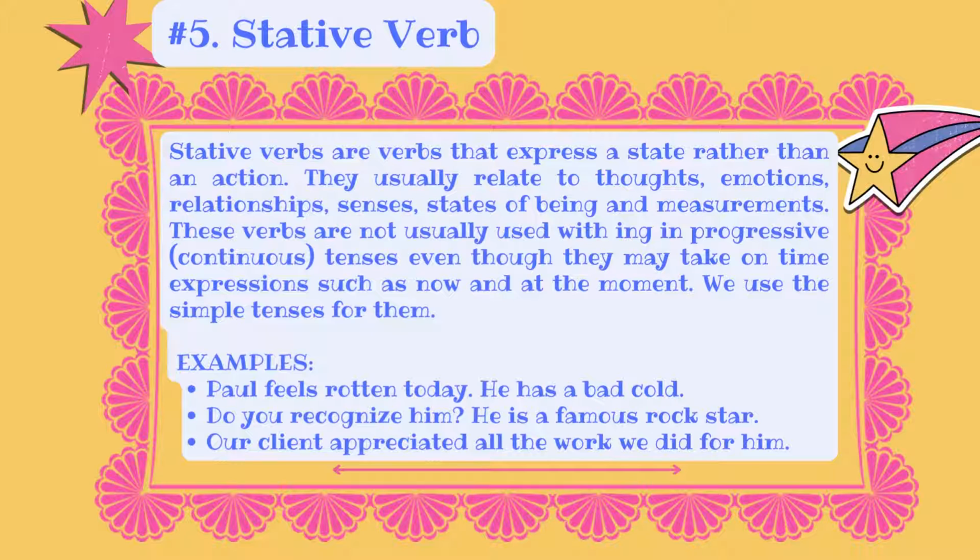Number 5. Stative verbs. Stative verbs are verbs that express a state rather than an action. They usually relate to thoughts, emotions, relationships, senses, states of being, and measurements. These verbs are not usually used in continuous tenses, even though they may take on time expressions such as now and at the moment. We use the simple tenses for them.